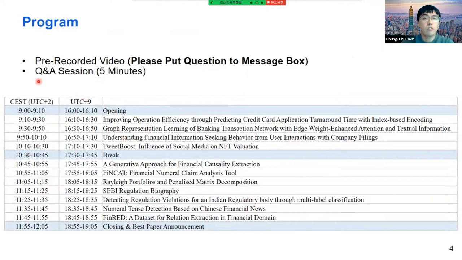And here is today's program. For each paper, I'll play the pre-recorded video, and then we'll have about a 5-minute QA session. Please put questions into the message box during the presentation, and the presenters can prepare for the questions during the presentation. We'll have a short break at 5 o'clock in Japan. Please check your time zone.